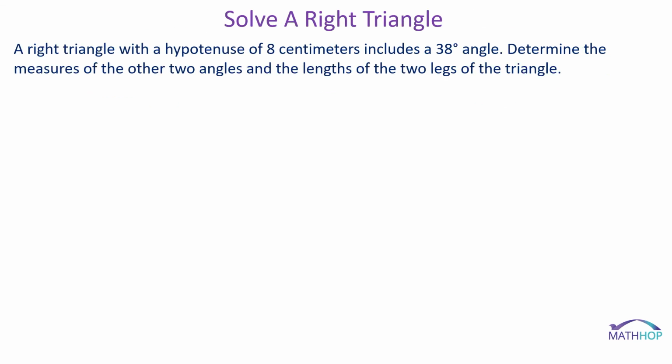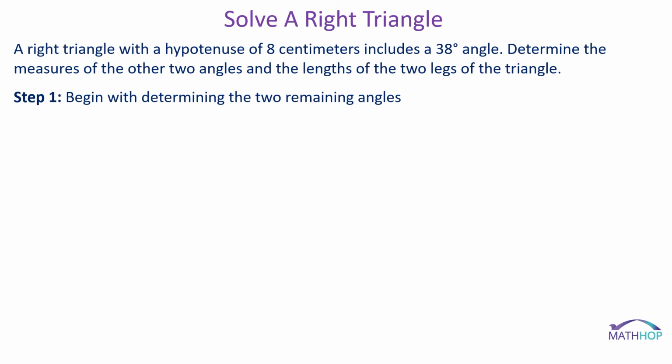All right, lastly, they can ask you to solve a right triangle. This problem, exactly like the others, is just worded again differently. It'll say a right triangle with a hypotenuse of 8 centimeters includes a 38-degree angle. Determine the measures of the other 2 angles and the lengths of the 2 legs of the triangle. All right, it's kind of silly that they ask you for the other 2 angles. So let's start with determining the angles, because it's silly that they ask us.